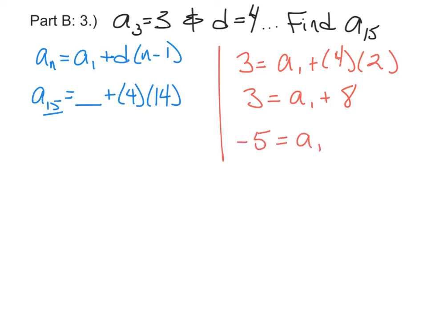That's great. Now I know what a1 is. And I'm going to plug in negative 5 right there. Now we can calculate the 15th term just by taking negative 5 plus 4 times 14. Well, 4 times 14, that's 56. Negative 5 plus 56 is 51.